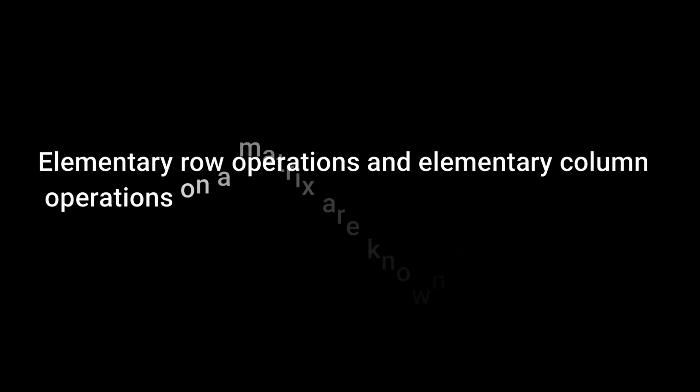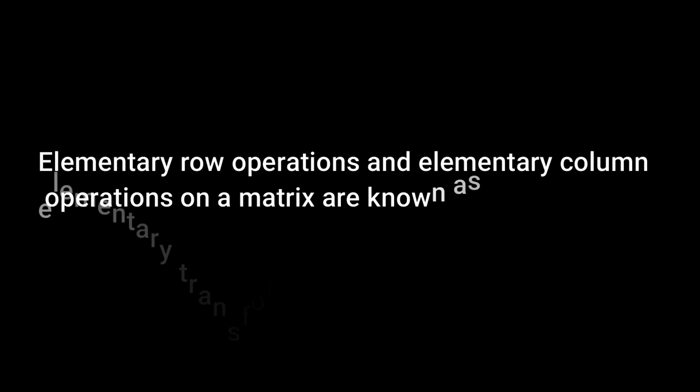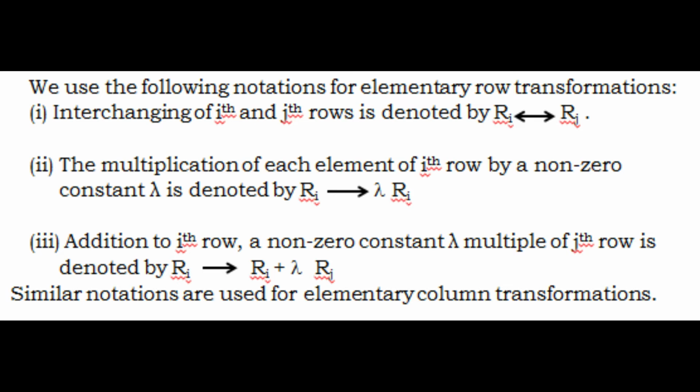So next, let me see an example. The elementary row operations and the elementary column operations on a matrix are known as elementary transformations. We use the following notations for the elementary row operations. First one, interchanging of ith and jth rows is denoted by Ri interchanging Rj.